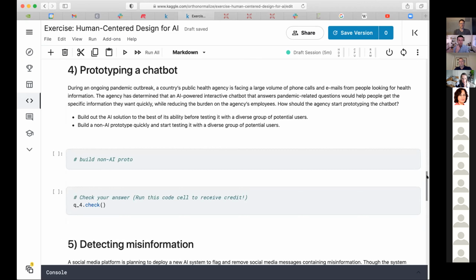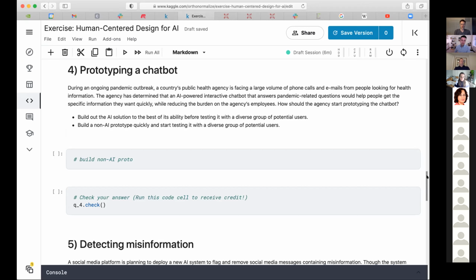The fourth question, prototyping a chatbot. During an ongoing pandemic outbreak, a country's public health agency is facing a large volume of phone calls and emails from people looking for information. The agency determines that an AI-powered chatbot answering pandemic-related questions will help people get the information they want quickly. How should the agency start prototyping the chatbot?